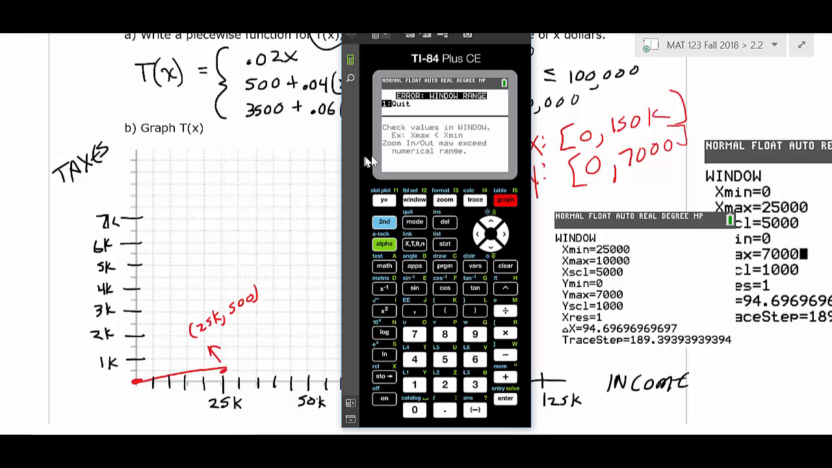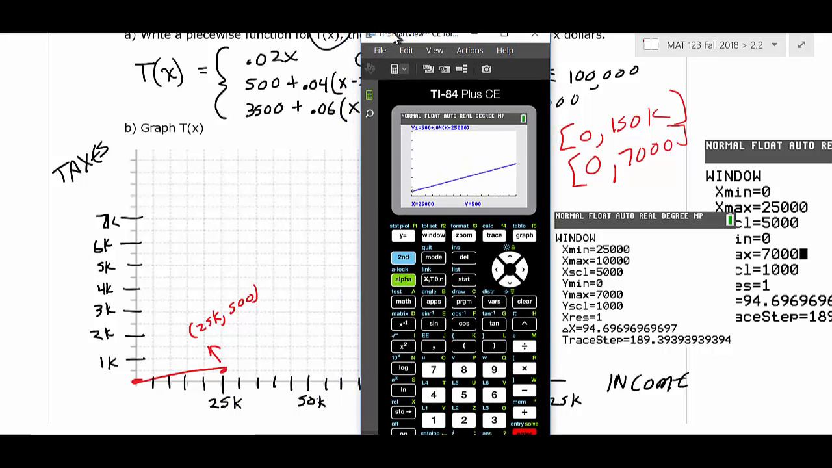You'll have another line. Oops, I did something wrong on my window, so let me fix that real quick. I'm missing a 0. Okay, so it's 25,000. Then I need to go to 100,000 like that. 25,000 to 100,000 is my tax bracket. Now you'll see a line, and what you're going to do is trace at the beginning and trace at the end. If you trace at 25,000, because the tax bracket starts at 25,000, you will get a value of $500. So that means this connects.